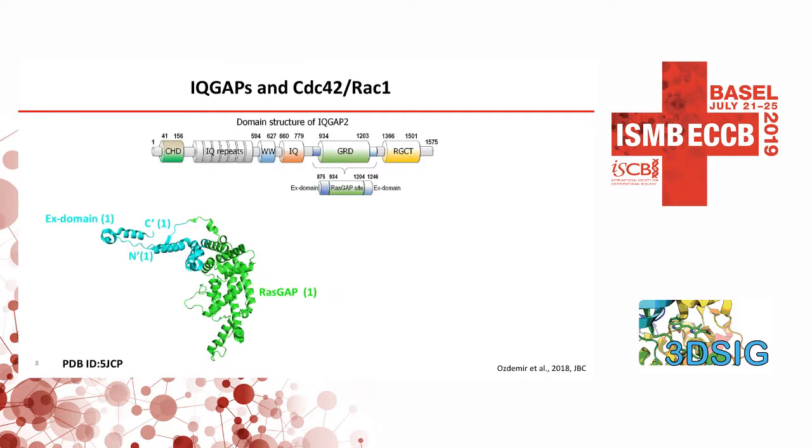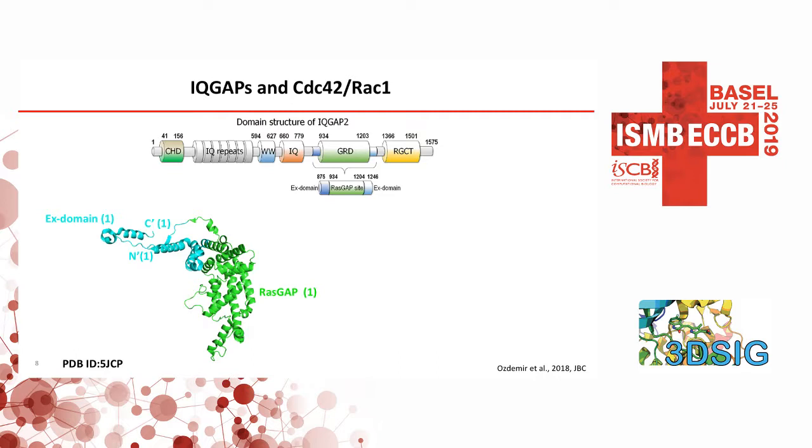IQGAP is a large protein, a huge protein, so it has different subdomains responsible for the binding of different effectors. Actually, it interacts with over 100 different proteins. The GRD domain is the domain that's responsible for CDC42 and RAC1 binding. Two or three years ago, the crystal structure of the CDC42 and GRD complex was revealed, and here it's shown that there are 2 different binding sites on GRD for CDC42.